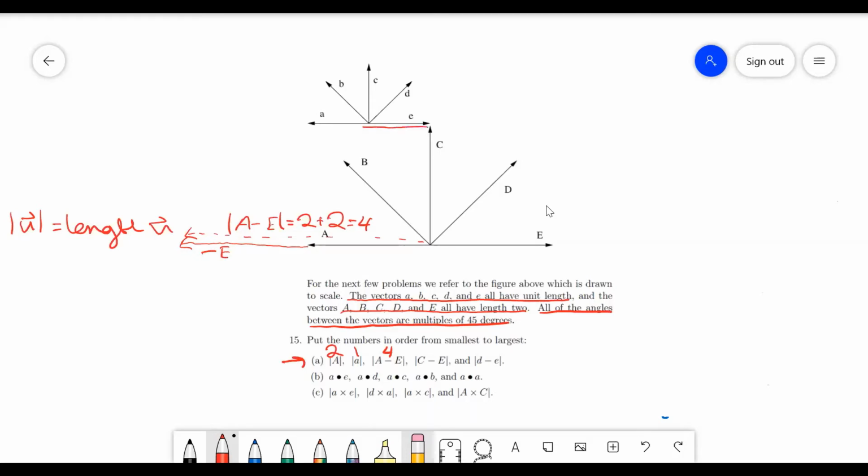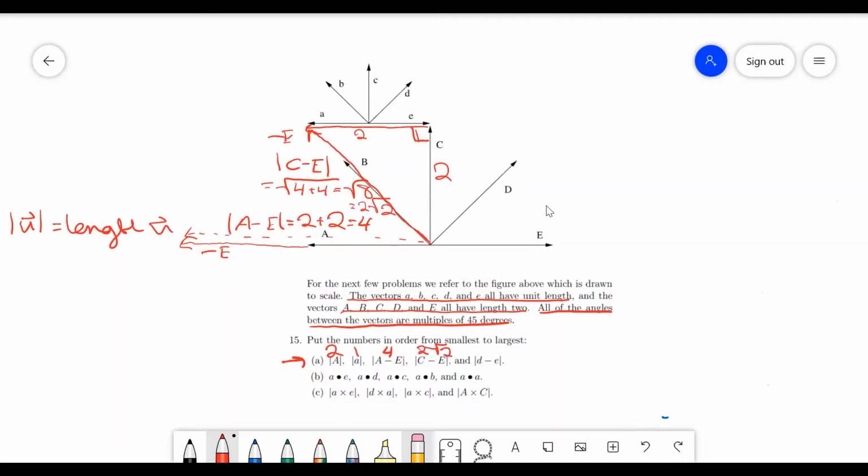So drawing a flipped over copy of E up here with C. We can find C minus E by drawing the vector that goes from the base of C out to the end of E. And we know the length of C to be 2, and we know the length of negative E to be equal to 2 as well. And we also know that this angle right here is a 90-degree angle. So this means we can find the length of C minus E by taking the square root of 4 plus 4, which is equal to root 8, or more simply, 2 root 2.